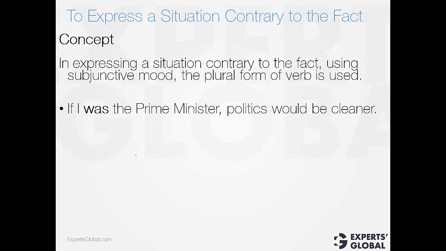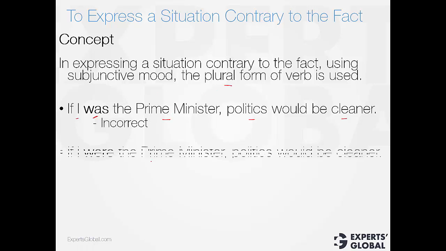So if I was the prime minister, politics would be cleaner. See, this is not true. This is something which is suggesting something which is contrary to the fact. It means that I am not the prime minister, and probably in my opinion politics is not clean enough. Okay, and therefore the correct usage here is were, the plural form of verb. This would be the correct usage.